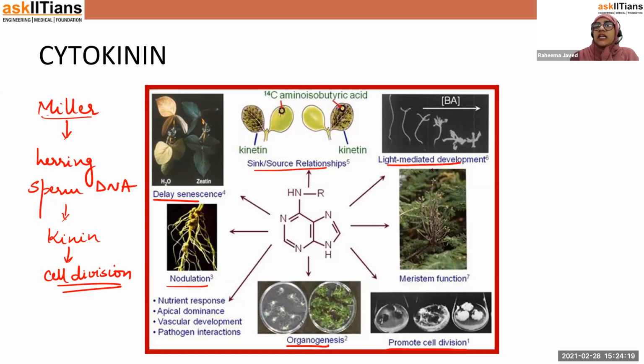Next is light mediated development. Then meristem function also. Meristematic cells are those cells which are actively dividing, and they are found in meristematic tissues. It also helps in nutrient response, apical dominance, which is the growth of apical buds, vascular development, and pathogen interactions. Okay, so this is the story of cytokinin.